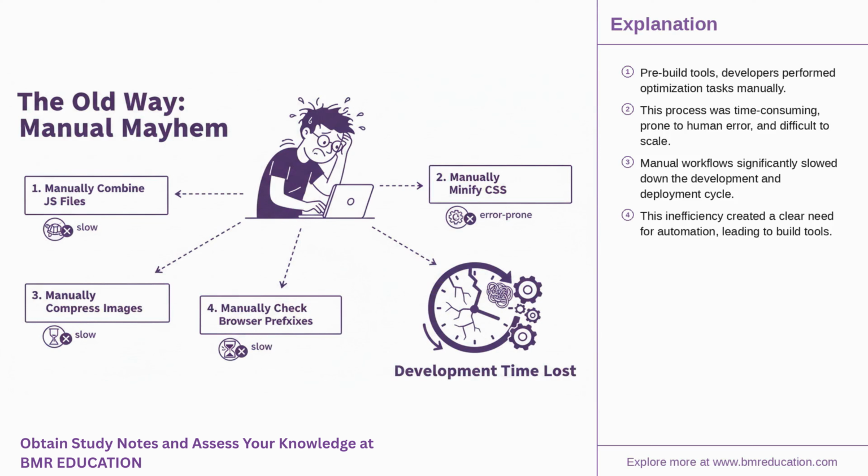Before these automated workshops existed, development was a slow, manual grind. Imagine you've written your code in dozens of separate files. You'd have to manually combine them, compress every single image by hand, and painstakingly check for errors. This manual mayhem was not just tedious, it was a major bottleneck that made building complex applications incredibly difficult.